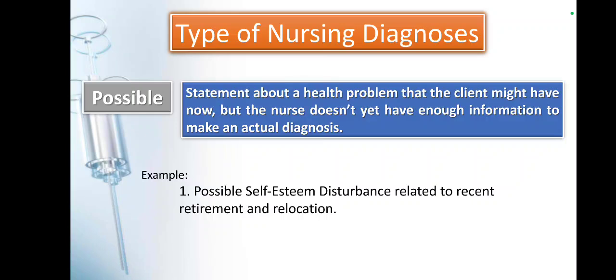So you can use this one if you don't have really a good assessment. So this is actually good, for example, for patients who are comatose, patients who are unconscious by the time they have arrived at the hospital, or patients who don't have family members or significant others with them at the time they arrive at the hospital. So because of not enough information, we can use this possible nursing diagnosis.